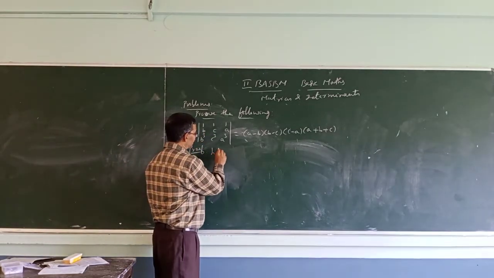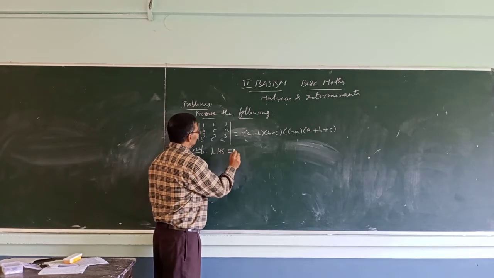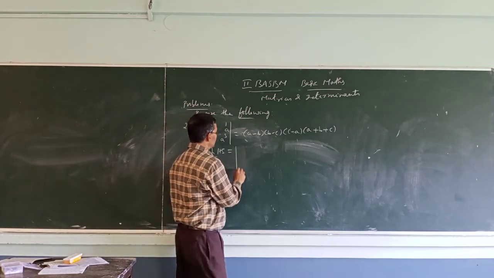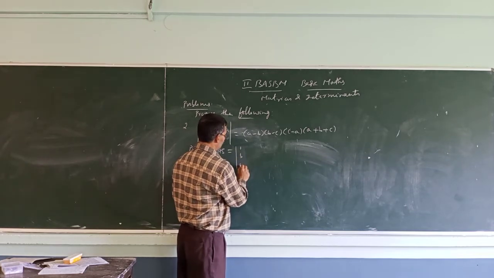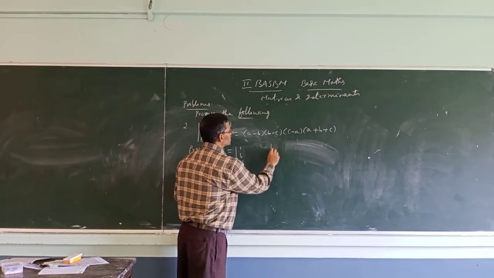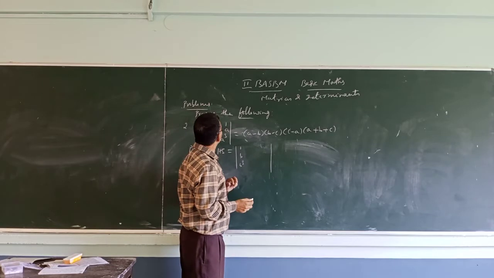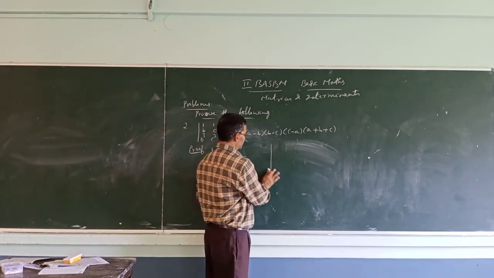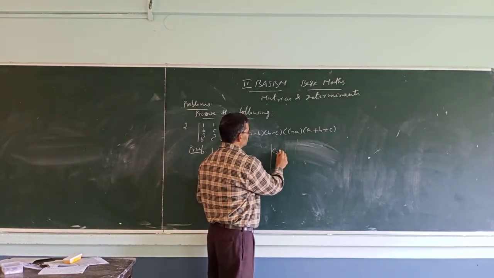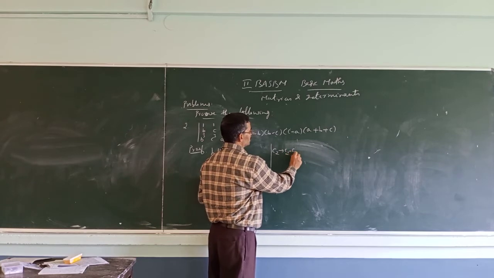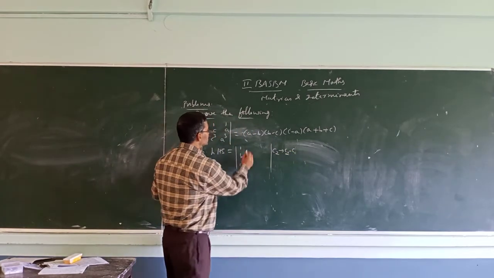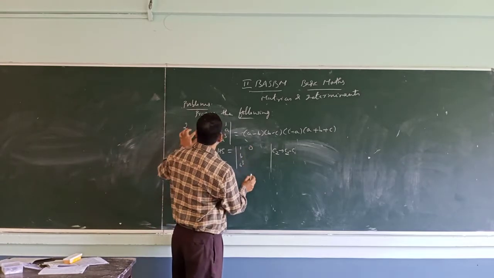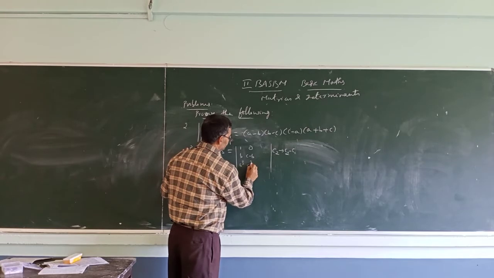So the left hand side, we will write: left hand side equal to, so the first column will not change. So 1, a, a³ as it is. Now the second and third will change. So what is the change? First change is C2 changes to C2 minus C1. So 1 minus 1, 0. b minus a. Next, b³ minus a³.